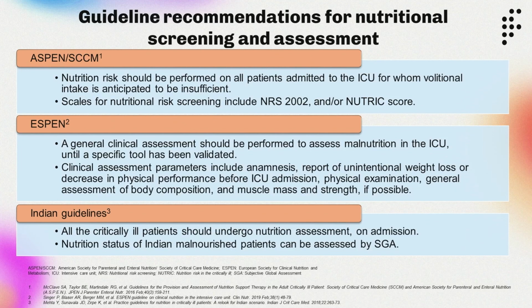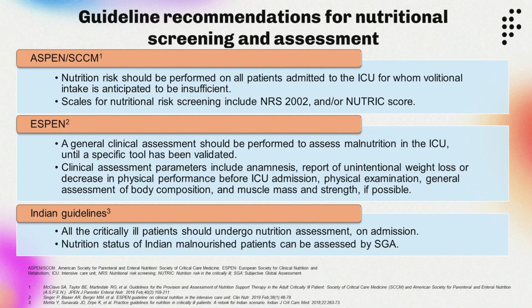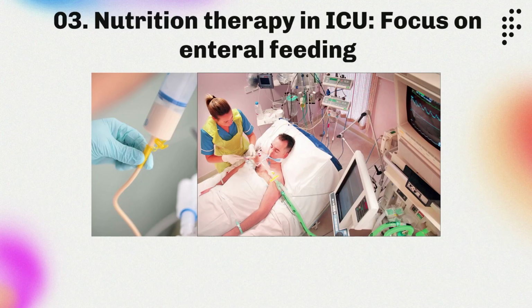According to the Indian guidelines, all critically ill patients should undergo nutritional assessment on admission. It is a generalized recommendation because Indian patients are more malnourished compared to Western patients, and this baseline malnutrition status leads to more critical illness, more hospitalization, and more cost of therapy. The nutritional status of Indian malnourished patients can be assessed by SGA, which we discussed in the previous slide.